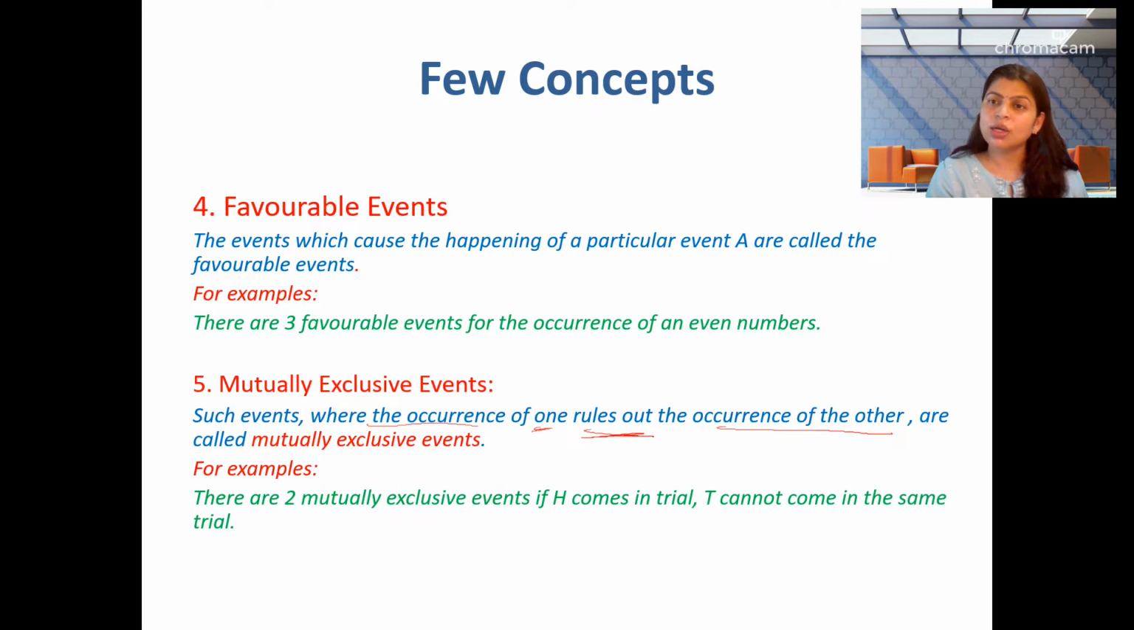when we toss a coin, there are definitely two mutually exclusive events. Because if head comes in a trial, then definitely tail cannot come in the same trial. So an event rules out the occurrence of the other event. These types of events are called mutually exclusive. Those events cannot happen in the same trial. I hope now this is clear.